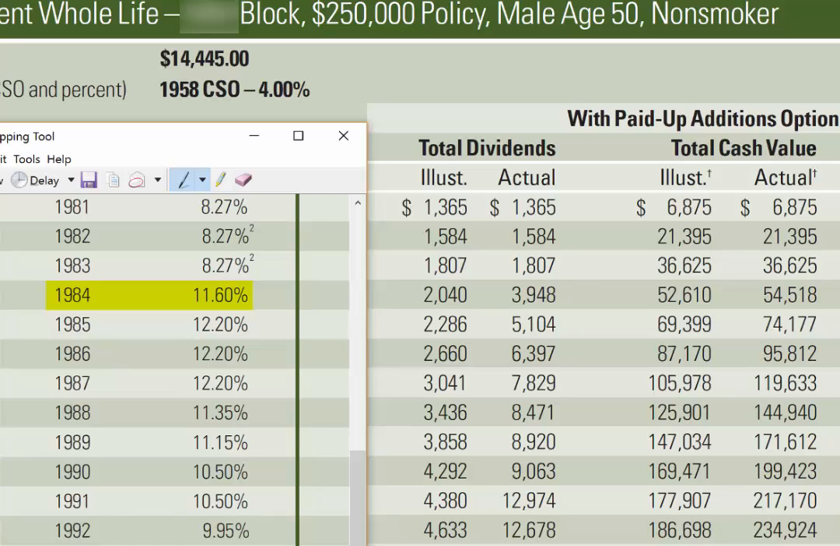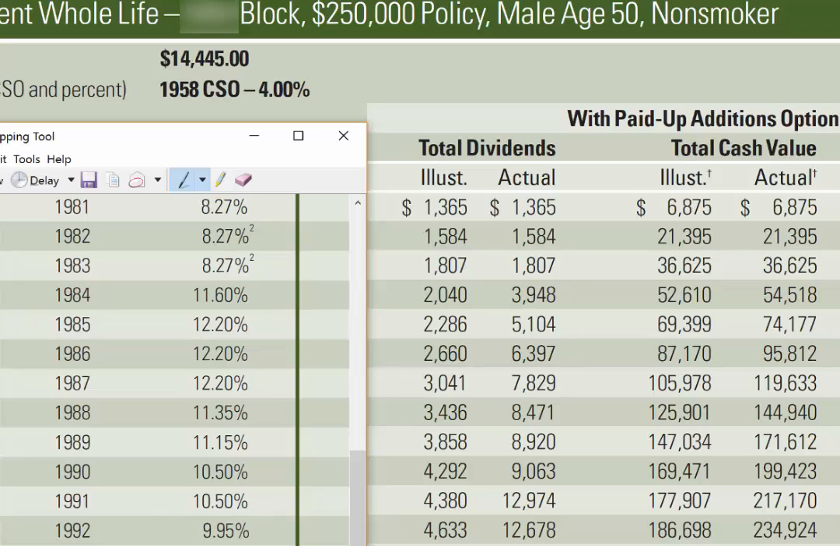Our dividend rate goes from 8.27 to 11.6. And lo and behold, the total dividend that got paid on this policy, instead of being $2,040, was $3,948. The next year, the dividend increases again to 12.2. So instead of a $2,200 dividend, we're looking at a $5,100 dividend. Now, if we jump down to 1991, we can see that the dividend rate has fallen from 12.2 to 10.5. But if we look at the total dividend that was paid, instead of a $4,300 dividend, we have nearly a $13,000 dividend that was paid. And if we look at the total cash value column, you can see that there's almost a $40,000 difference.